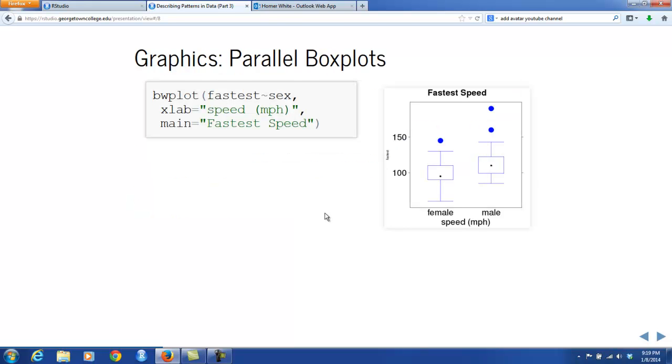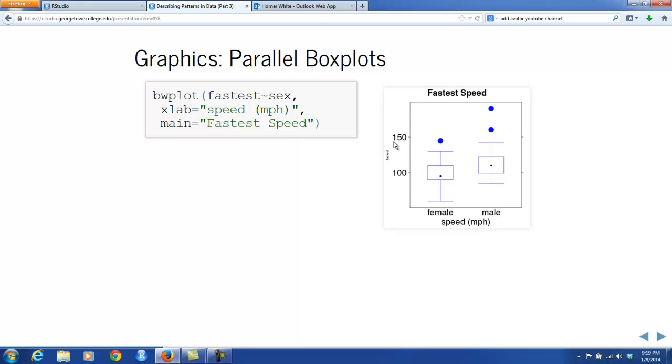You can also look at the same thing graphically. One way to look at it is through what we call parallel box plots. So we call up our box and whisker plot function, but if we put in the formula fastest twiddle sex, then we'll get two parallel box plots. Fastest is along the y-axis.